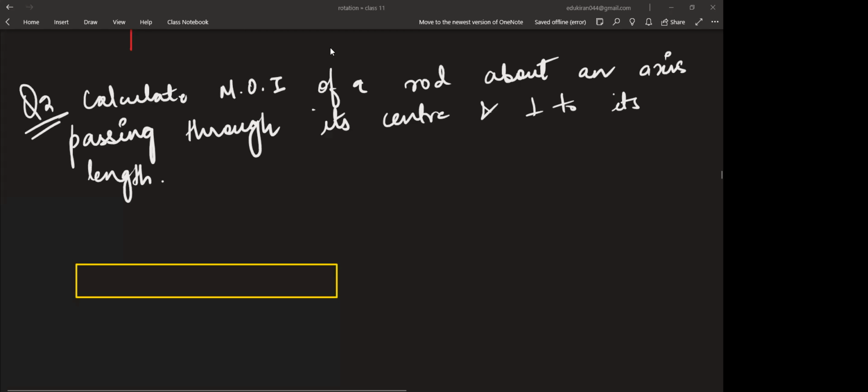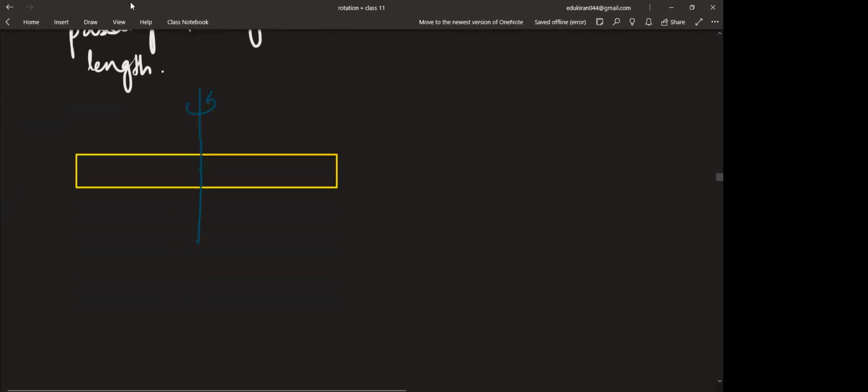See, here you have to calculate the moment of inertia of a rod about an axis which is passing through its center and is perpendicular to its length. Through its center means somewhere here, and perpendicular. So this is the axis. Means it will be rotating around this axis. Okay. So if the total length was, let's say, L, this part will be L by 2 and this part will be L by 2.